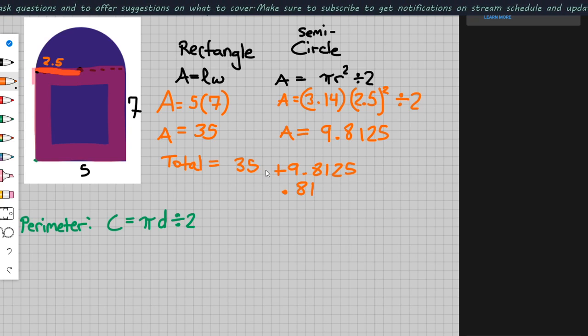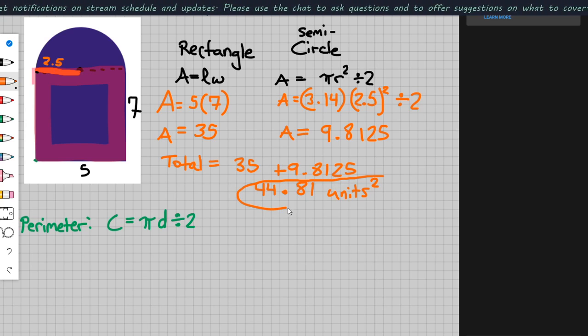Now if this had been a different decimal, I would have added those, wrote that down, and then rounded it after that. But since we're only dealing with this decimal, I went ahead and rounded beforehand. So 35 plus 9 is going to be 44, and those are going to be units squared, so this would be our final answer.